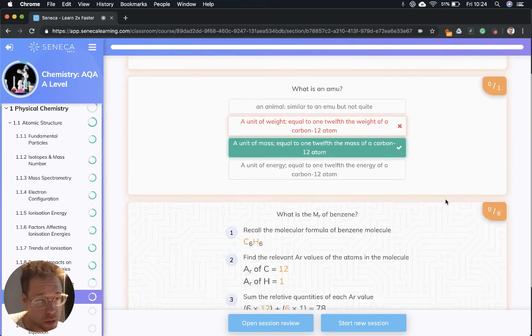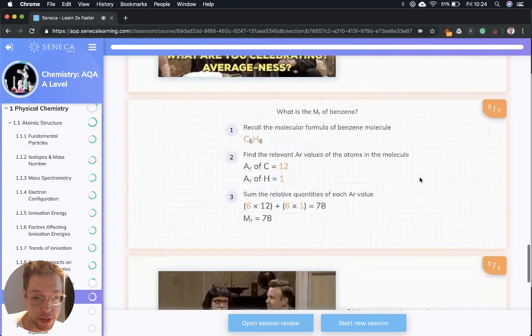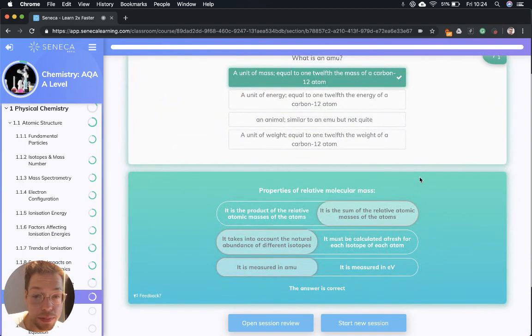Right, I want to test you, I want some consolidation to be happening up in here. What is an AMU? So it's a unit of mass and it's equal to 1/12 the mass of a carbon-12 atom. So I hope that was a useful revision episode.